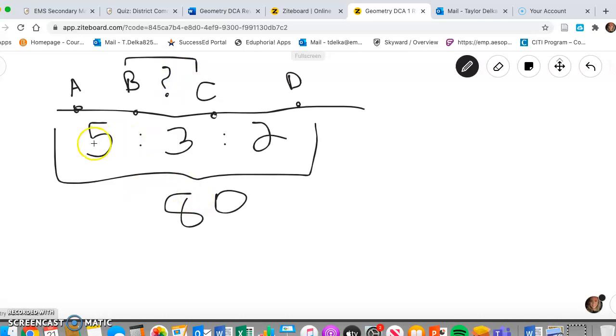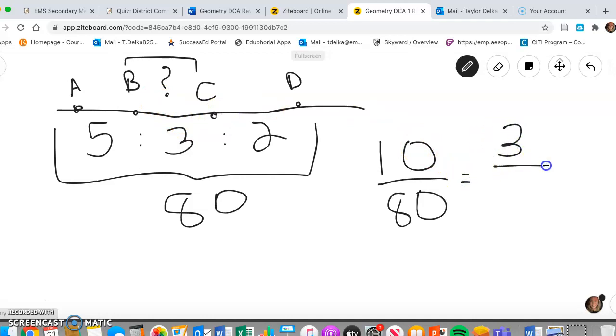First I need to add up 5, 3, and 2. So 5 plus 3 is 8. 8 plus 2 is 10. So my original scale is 10. I'm going to put it over 80 because that is when they enlarge the scale. So 10 over 80. But then B to C is 3. So we're going to put 3 here at the top because it's a smaller scale. And we need to figure out what number matches up to 80.